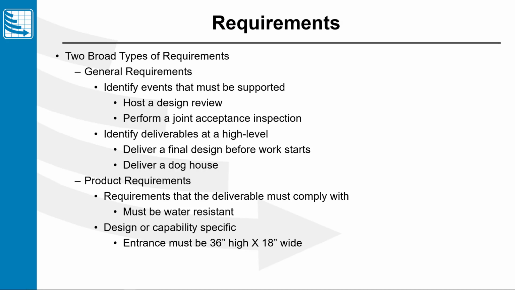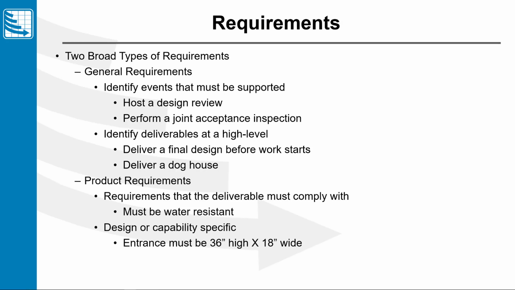Then we've got the second type of requirement, which is our product requirements. This is what's going to describe our deliverables. For example, if we're building a doghouse, we may say that the walls must be water resistant. It describes how the doghouse is going to be built or designed. It can also specify some type of design or capability specification, such as the entrance must be 36 inches high by 18 inches wide. So once again, we're describing the product. So we've got general requirements and we've got product requirements.